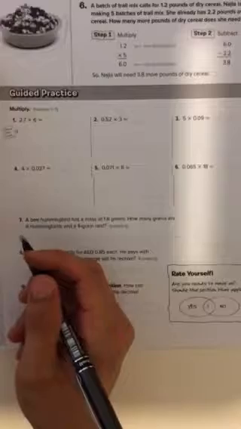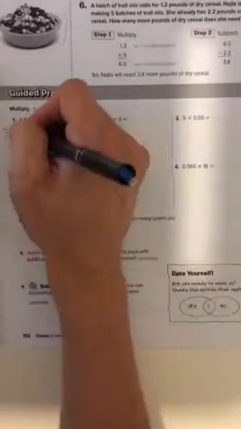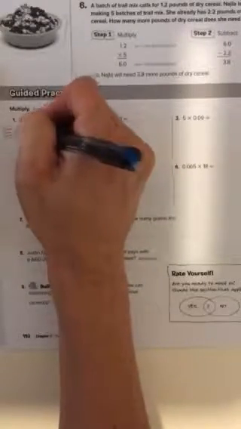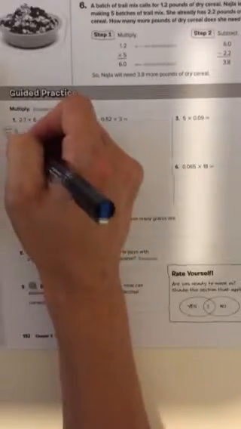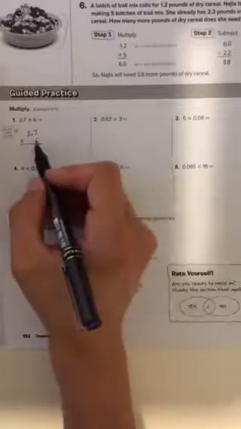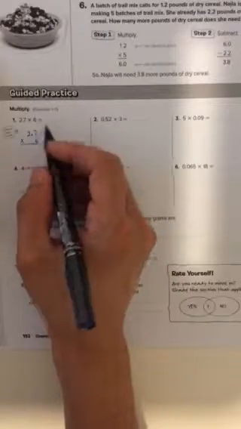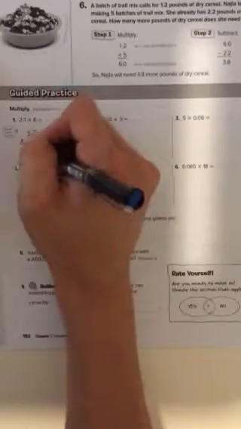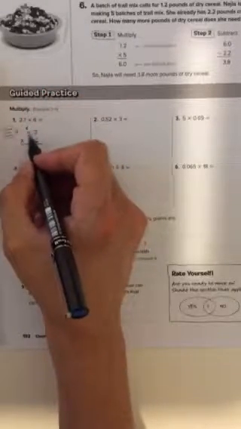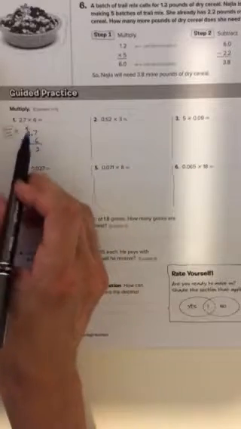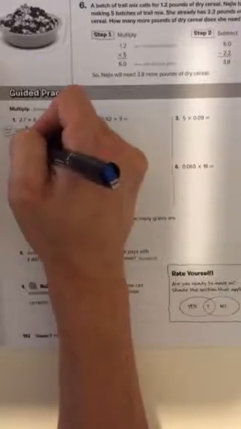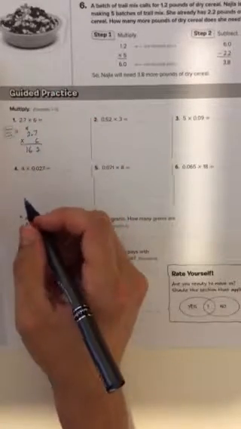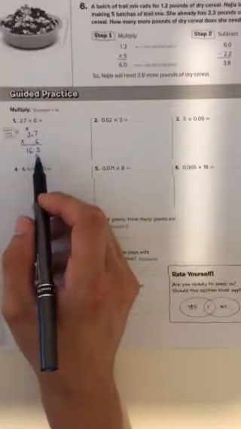When you multiply numbers, go ahead and set them up, 2.7 and 6. Right now, it's easiest just to ignore the decimal. So 6 times 7 is 42, and 6 times 2 is 12, and then you add whatever's up here. So 12, 13, 14, 15, 16. So 162.